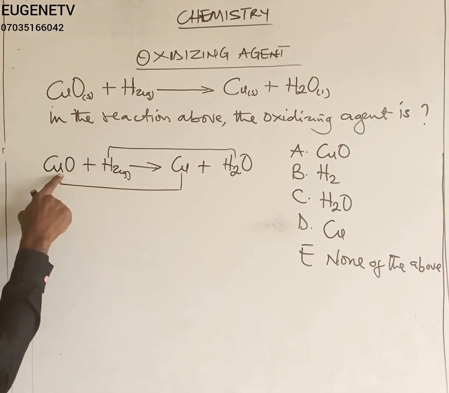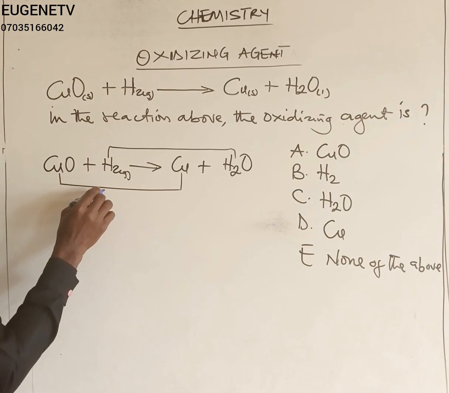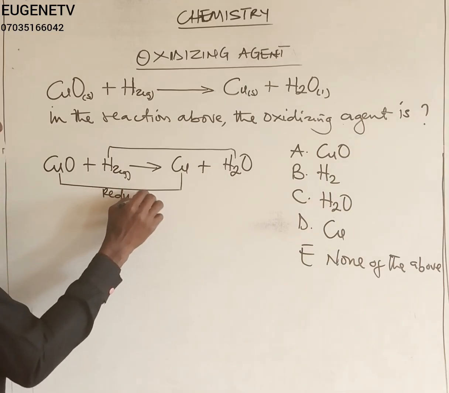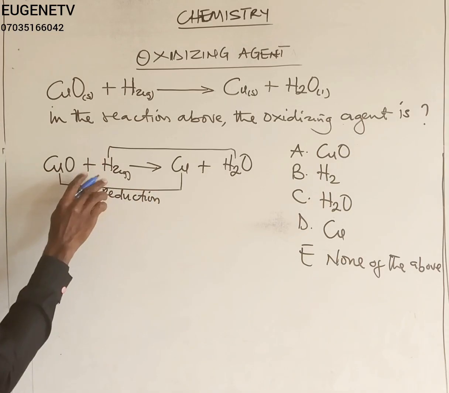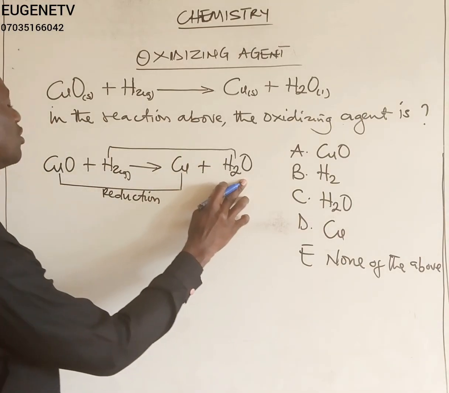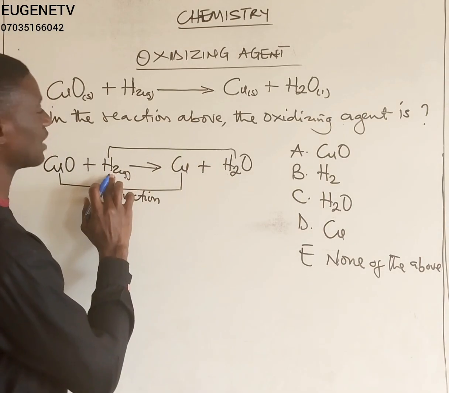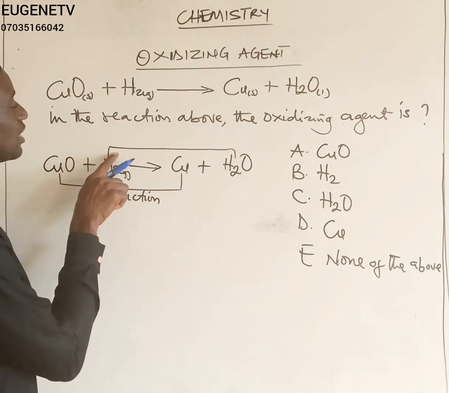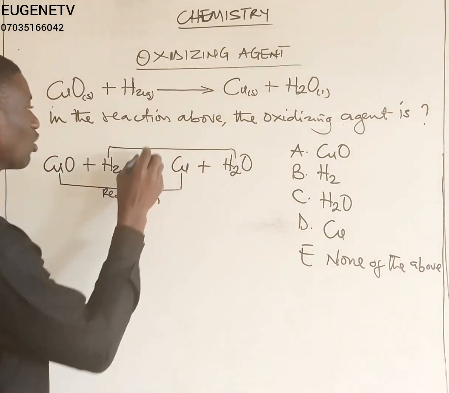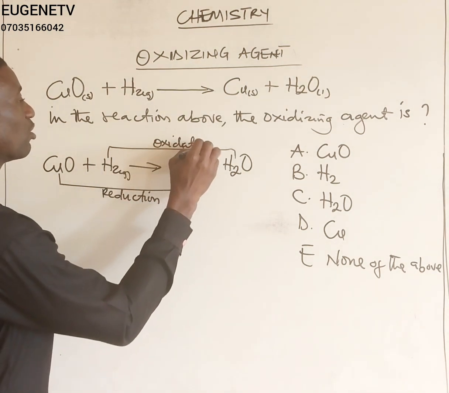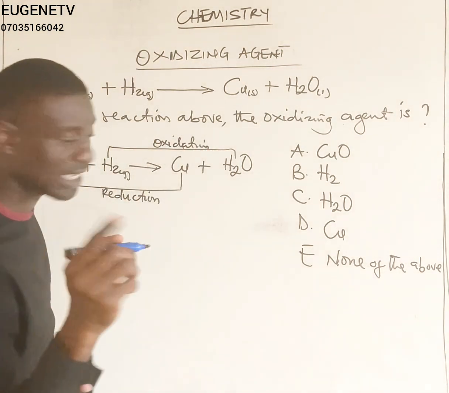So any reaction that involves loss of oxygen, that kind of reaction is called reduction reaction. Reduction reaction. Here we have hydrogen, there was no oxygen, but as it is going to the right, forming water, hydrogen has been added to oxygen. So we have said that the reaction in which oxygen is added to another substance, that reaction is called oxidation. Oxidation.